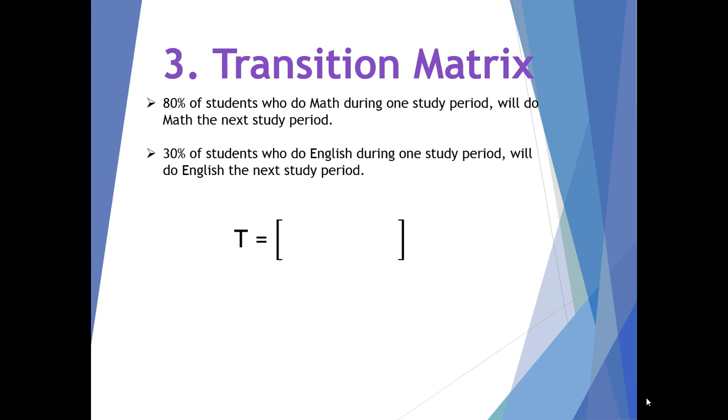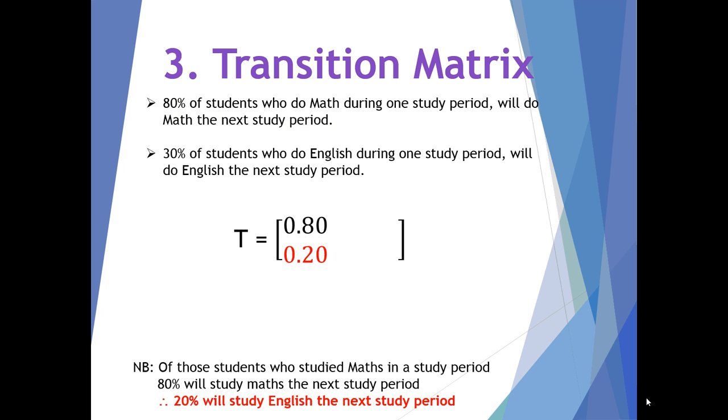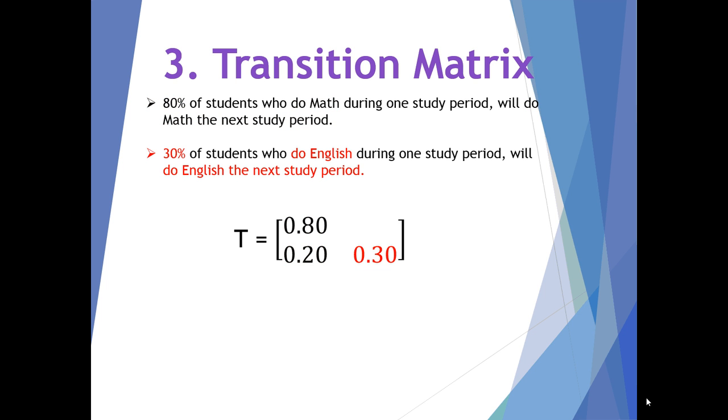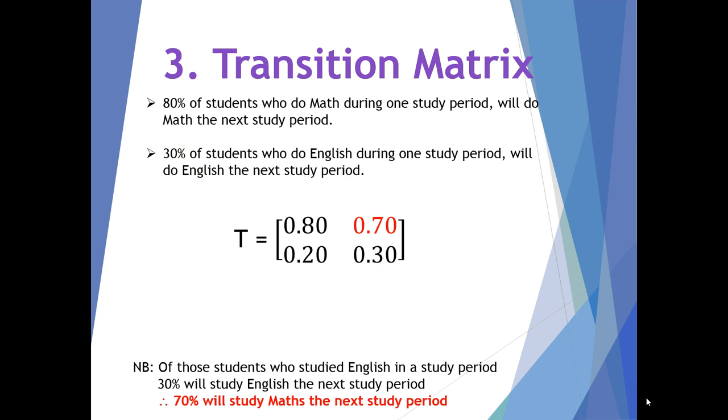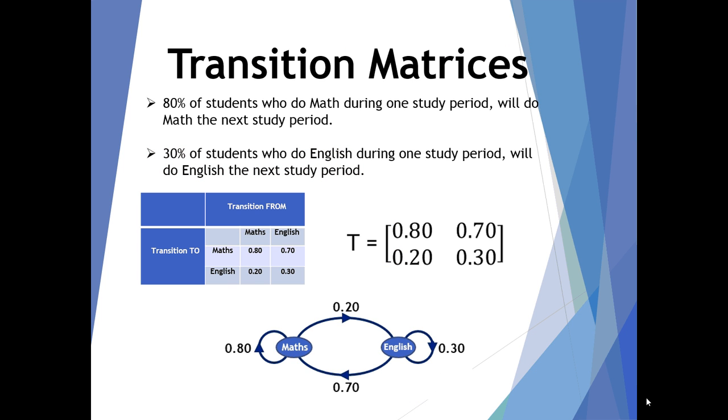Finally, the transition matrix. 80% from maths to maths, remaining 20% from maths to English. 30% from English to English, the remaining 70% from English to maths. Comparing all three, you can see the similarities. The transition matrix is exactly the same elements as the transition table without the column and row headings.